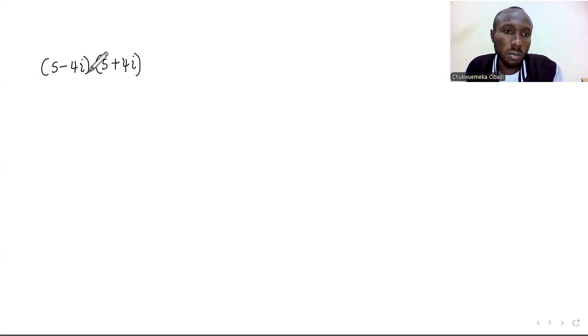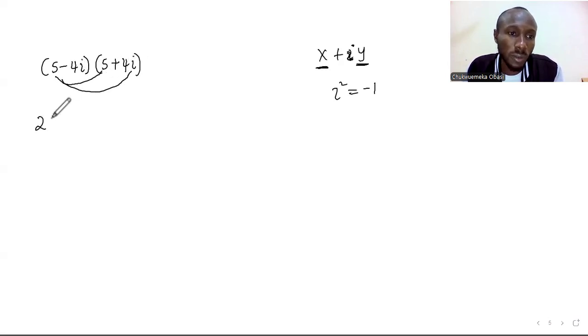Now, this is a product of complex numbers. When you have a complex number, let's say x plus iy, this is the real part and this is the imaginary part. I just want to show you the real and the imaginary part. So we want to multiply these. But remember, i squared is equal to minus 1. We discussed that earlier. So let's multiply: 5 times 5 is 25, and 5 times 4i is 20i.